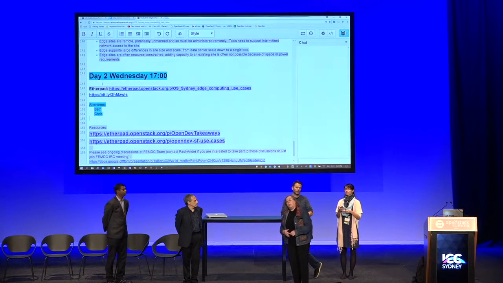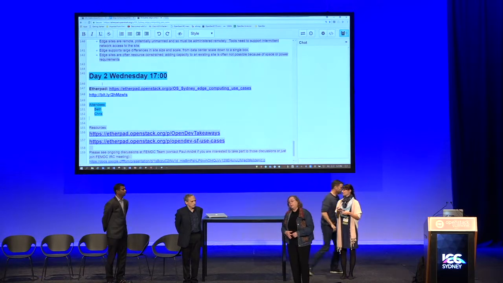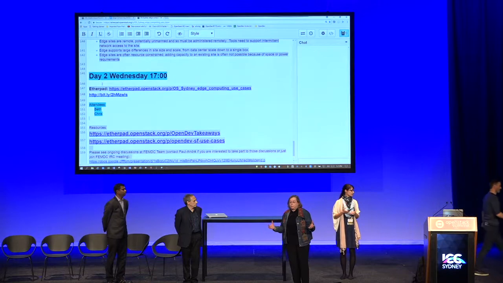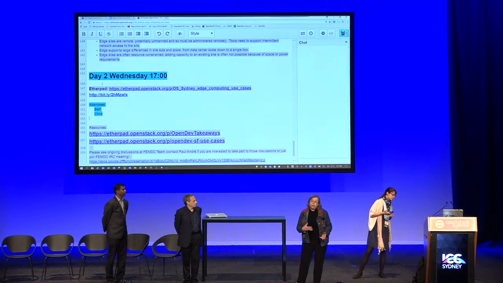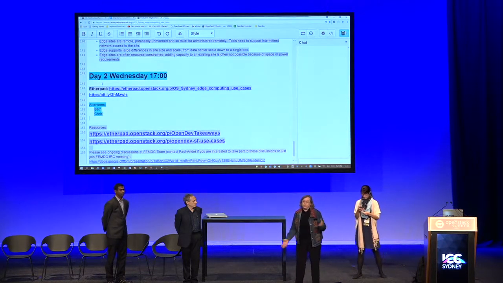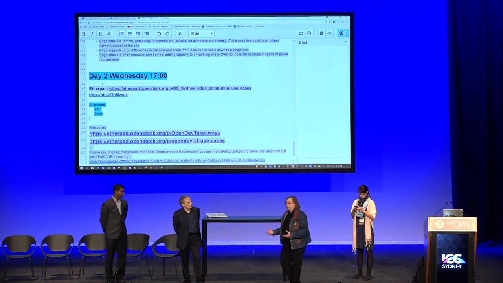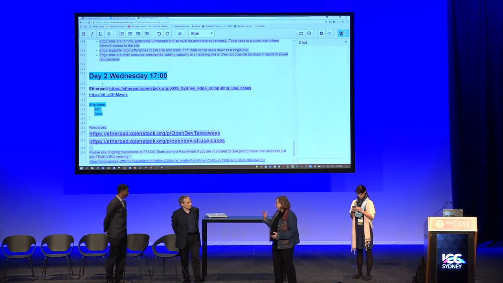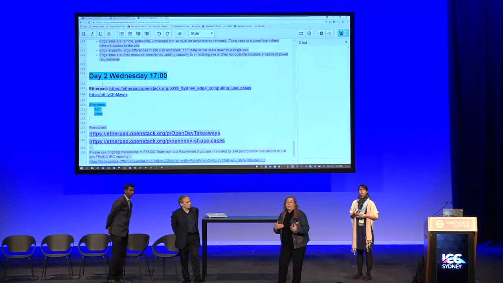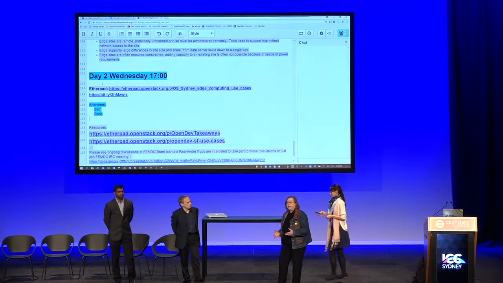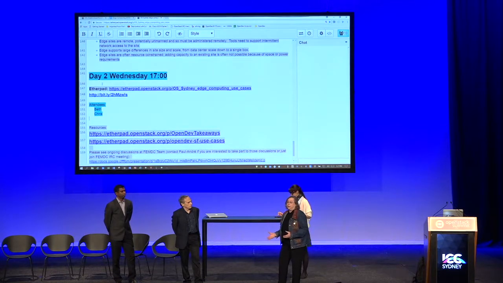And the purpose of that white paper is to really identify high-level use cases. Obviously, it's not going to be really deep use cases, although we have about five at the moment. And also identify and quantify what is, in fact, edge computing and what is not edge computing.